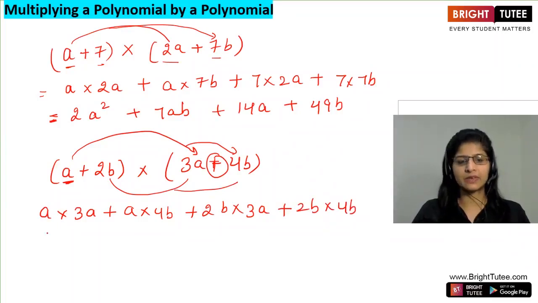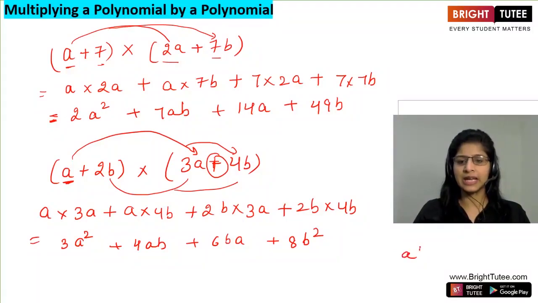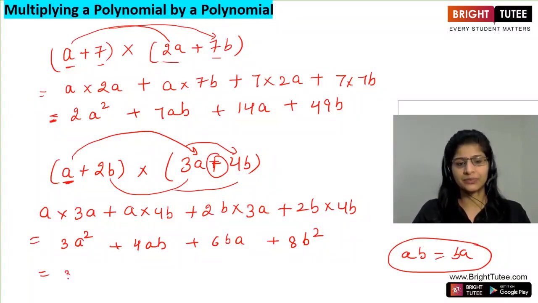Now just see what we get. A into a is a square, so we get 3a square plus 4ab plus 6ba plus 8b square. Now we know that ab and ba are the same thing, so we can add them. 3a square, 4ab plus 6ab gives us 10ab, plus 8b square.